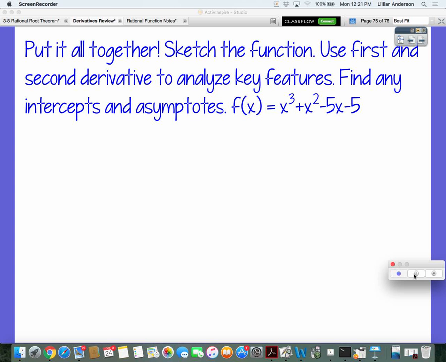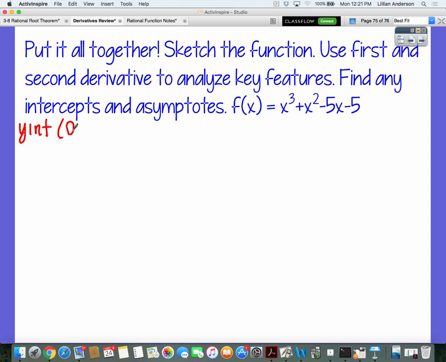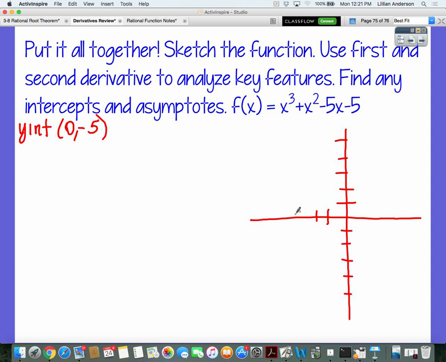So let's start with the basic stuff. What is our y-intercept? 0, negative 5. And you get that how? Plug in 0 for what? Yes, your x value. Do we have any asymptotes? No.